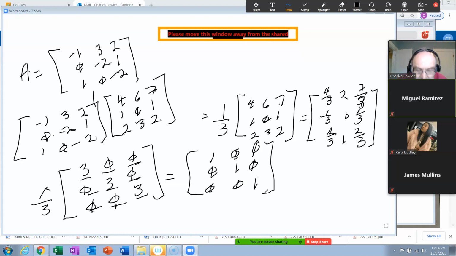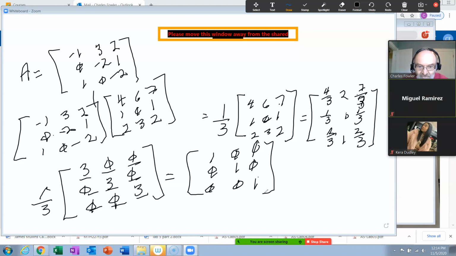So that's one application of determinants. You can use those to come up with an inverse of a matrix. Not easy, okay, not simple, but it's doable.